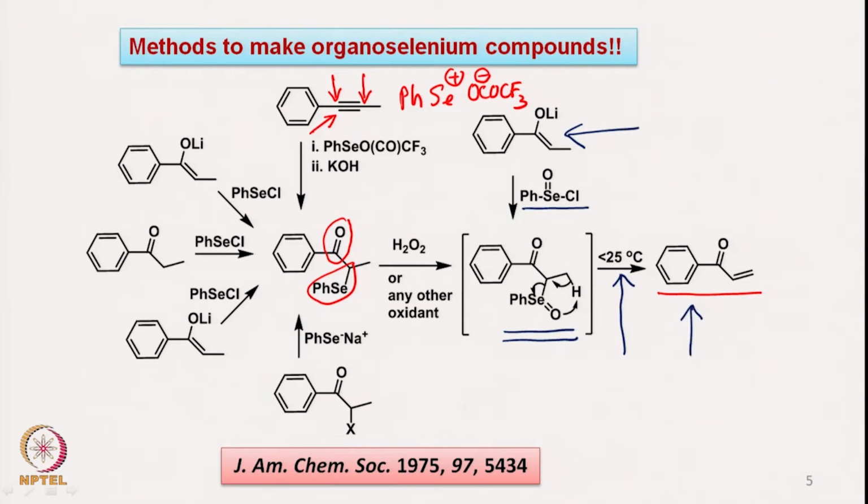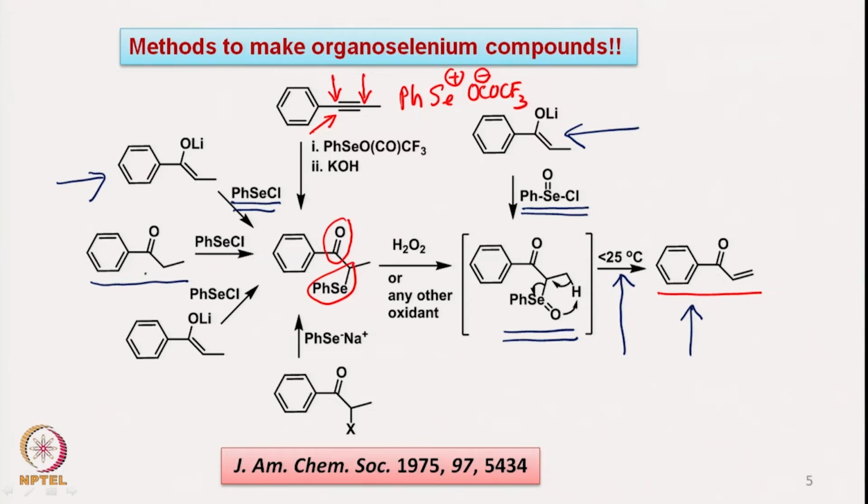Now, we can take the similar enolate and react with phenyl selenyl chloride and introduce and make the selenide, which of course again you can convert via the same sequence of reactions which we saw earlier to form this particular enone. One can also take this ketone instead of the enolate and treat it with phenyl SeCl, phenyl selenyl chloride.